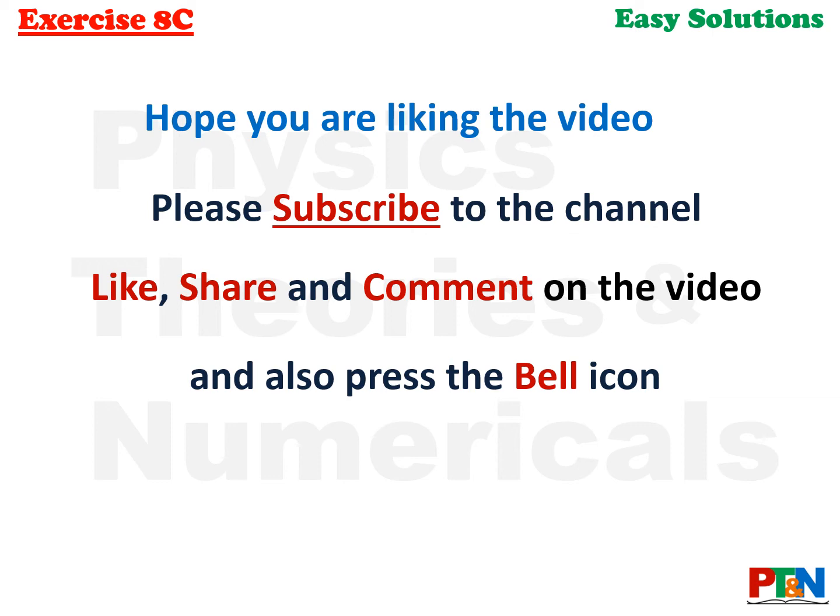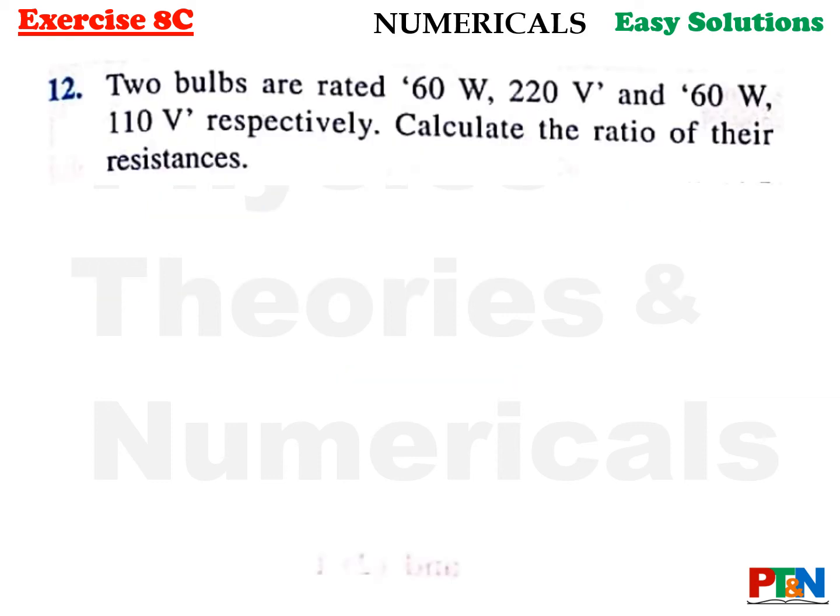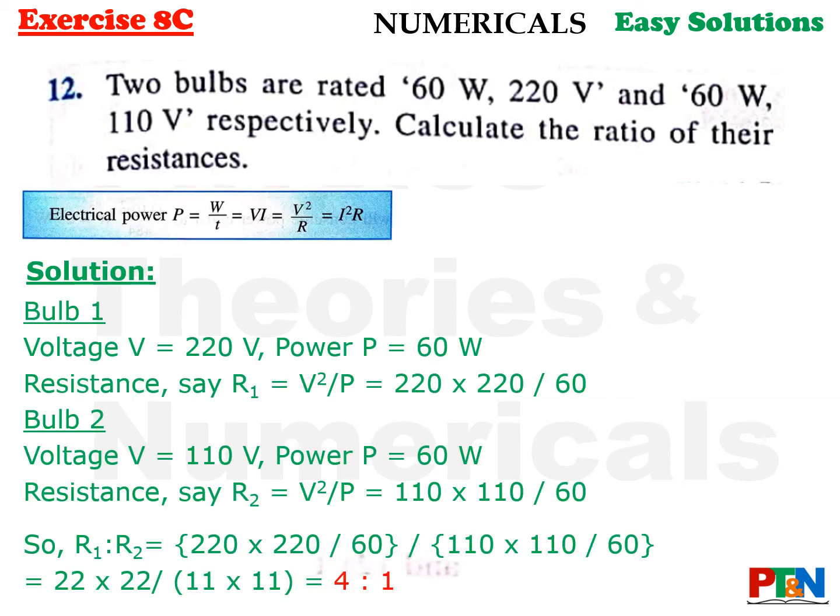Next one coming. Two bulbs rated 60 watt 220 volt and 60 watt 110 volt respectively. You calculate the ratio of the resistances. Nothing. Put the formula and get the ratio. Resistance R1 is 220 into 220 by 60. R2 will be 110 into 110 by 60. You put them in ratio. You get 4:1 as the answer.